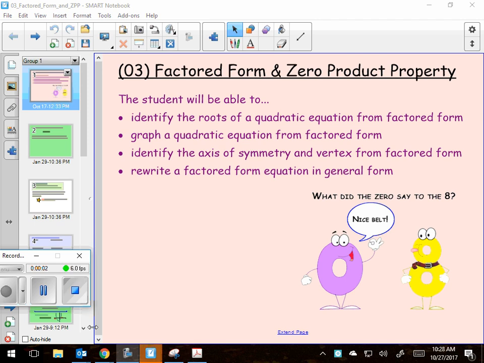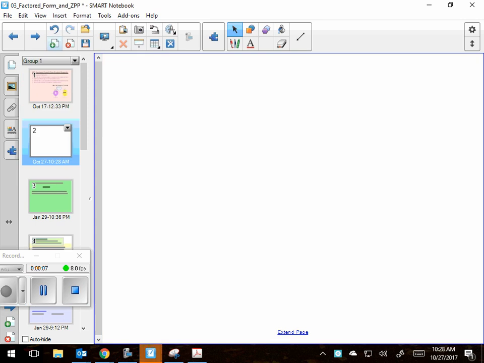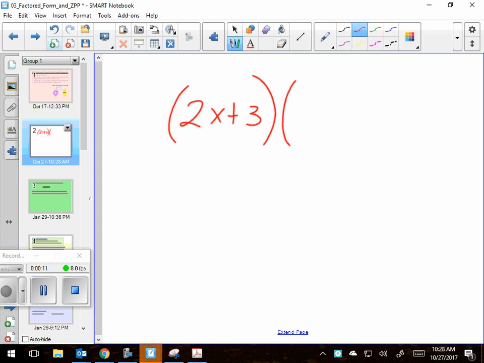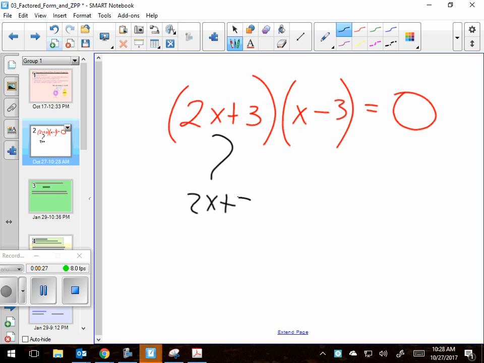Okay, factored form and zero product property. If it was just this simple, get it factored. Do you remember how to factor? We've practiced it a lot. If we could just say, oh, there, it's factored, and now I can use the zero product property, which says that I can make this equal 0 and this equal 0, then this lesson could be over with super quick.